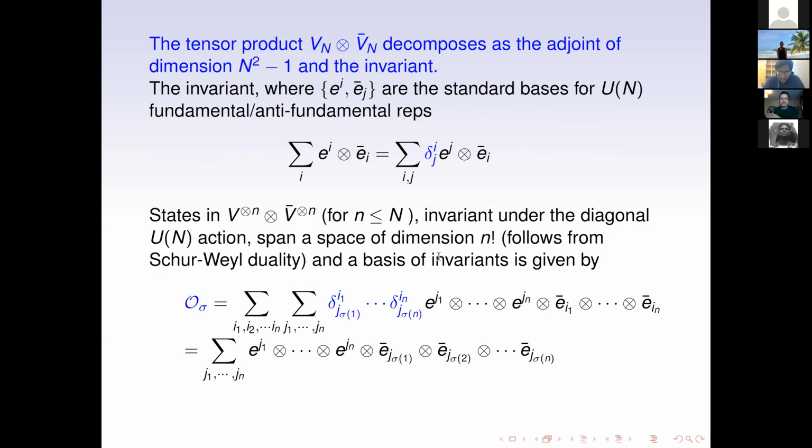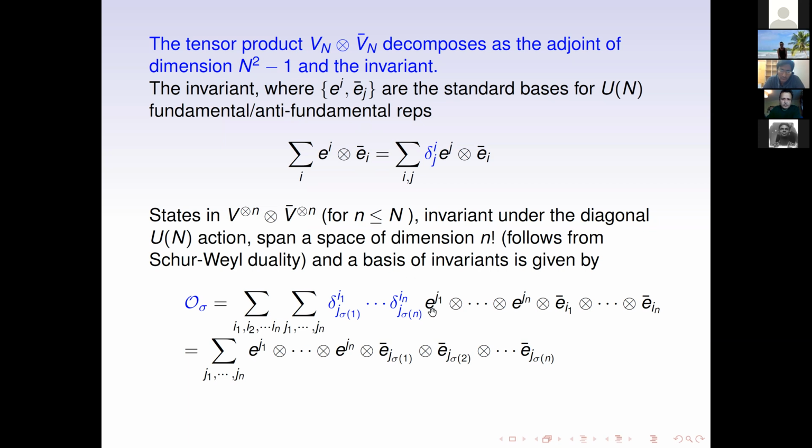So how do you build U(N) invariants? Well, essentially, you contract indices. More formally, if you take V_N tensor V bar and take a tensor product decomposition of that, there is the adjoint and there's the invariant. What does the invariant look like? Well, e_i tensor e bar_j, the invariant is made from contracting i and j, so it is delta_ij. Now, if you have, let's say, little n copies of V and little n copies of V bar, how do you make the most general U(N) invariant?